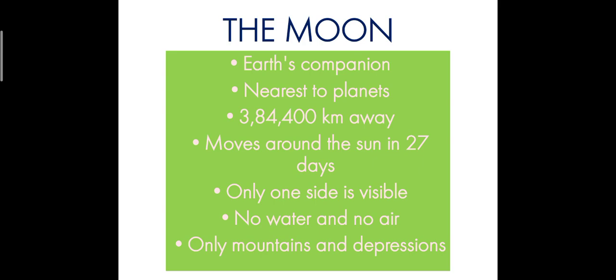Okay, so it's Earth's companion. It is the nearest to the planets. It is 384,400 kilometers away. It moves around the sun and only one side is visible. No water, no air, only mountains and depressions are formed on the moon. It's not plain.